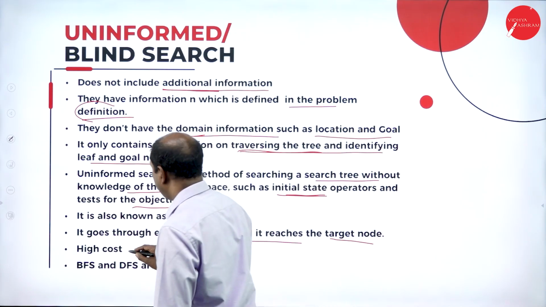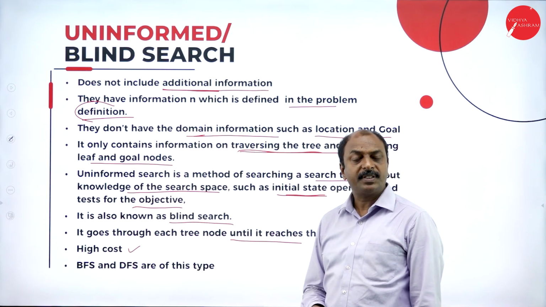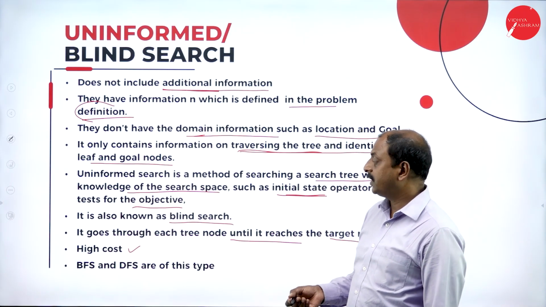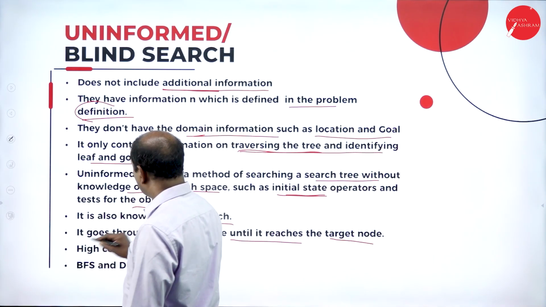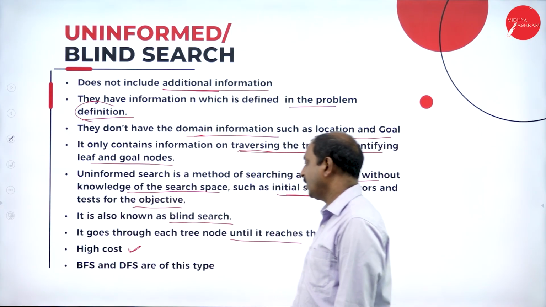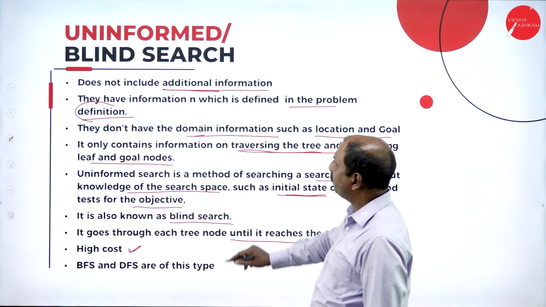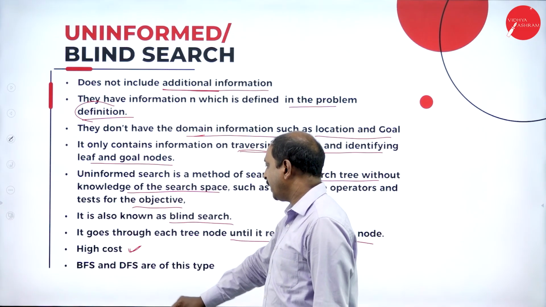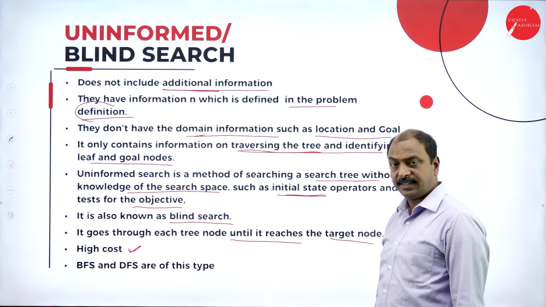The next point is that it has a high cost. What you have seen in the previous slide is that each and every path has a cost value, a numerical number, an integer. Based on that, we have to decide the cost. So this uninformed search is of high cost. Then BFS and DFS are examples of uninformed blind search. Breadth first search and depth first search are the examples for uninformed blind search.